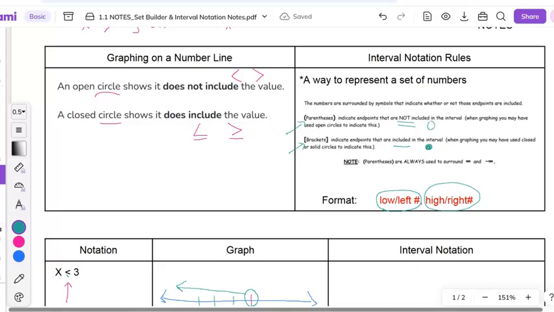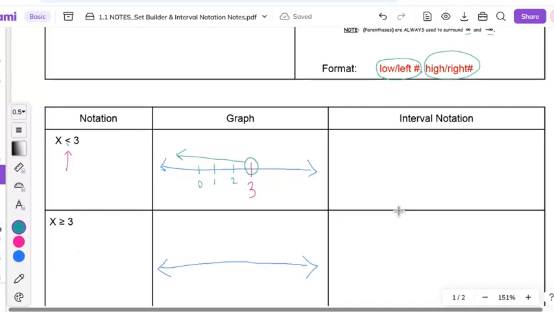Now, there is one rule that you need to remember. Parentheses will always be used if you have infinity or negative infinity because we can't include infinity. You can always have one number bigger. All right? So this might not make any sense, but let's do some examples to help.